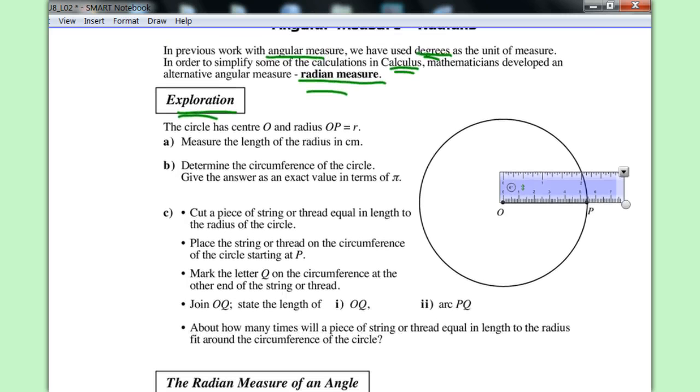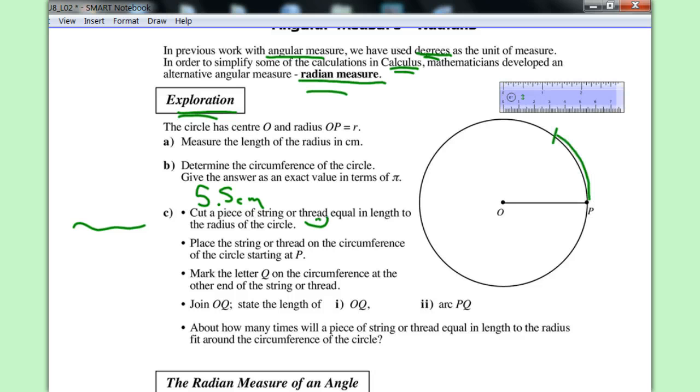All right, now that you're back, let's see if I've done okay. I've got my ruler out, and according to my measurements, if I move my ruler just a little bit back and forth, this is exactly 5.5 centimeters. So if that's 5.5 centimeters, I cut a piece of string to 5.5 centimeters. I take that piece of string and place it on the circumference, and I'm going to start by going this way.